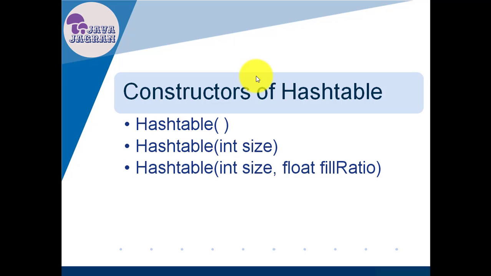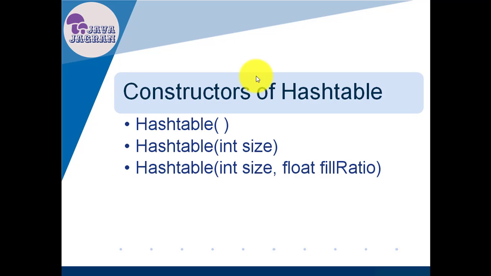It will create one object of the hash table with two things. The hash table internally has two things: one is the initial size and the other is the fill ratio or load factor. Some call it load factor, some fill ratio, whatever you want to call it. By default, we call the zero-argument constructor, so it will create one hash table with initial size 11 and load factor 0.75.